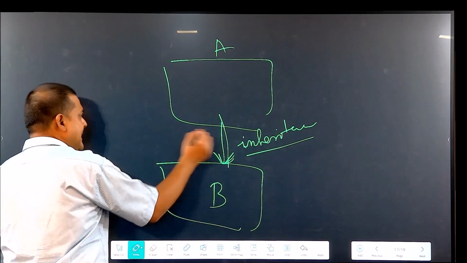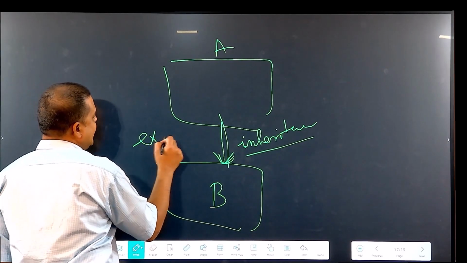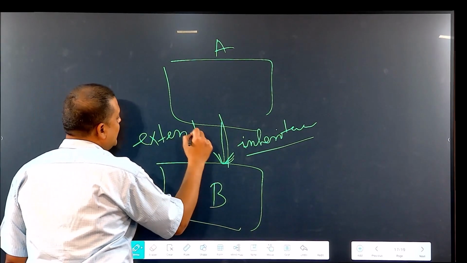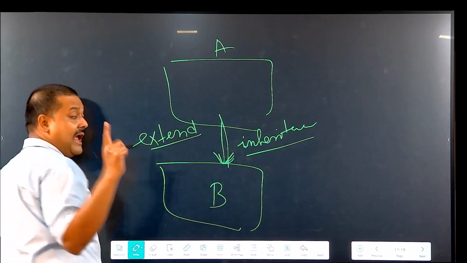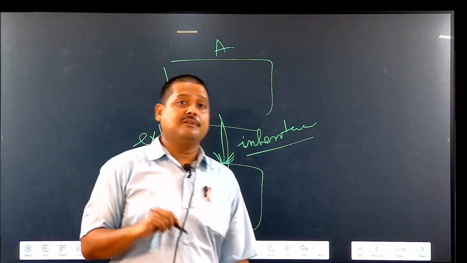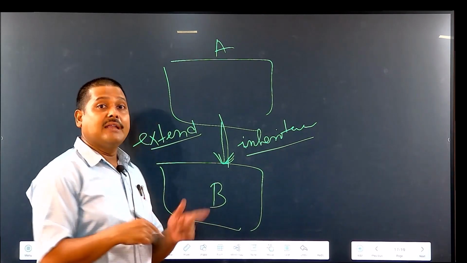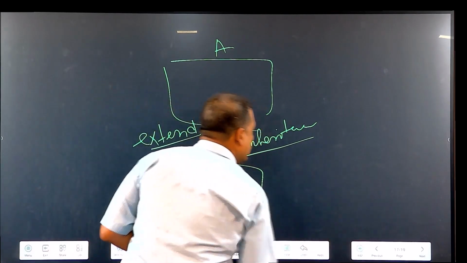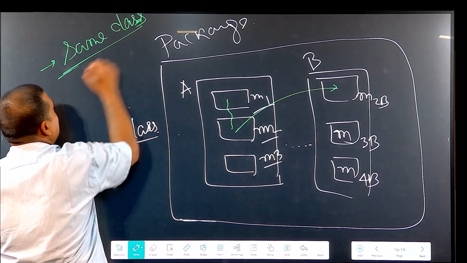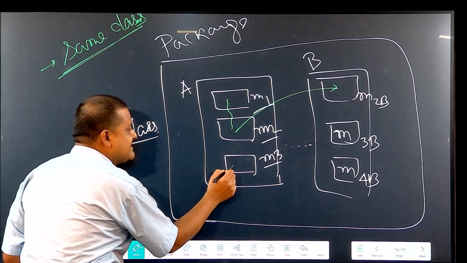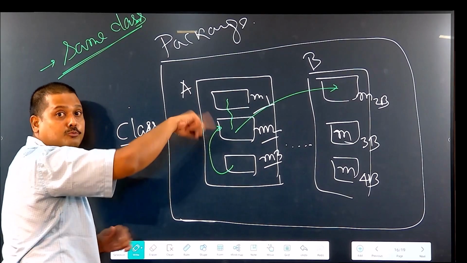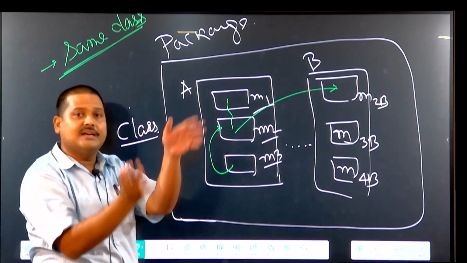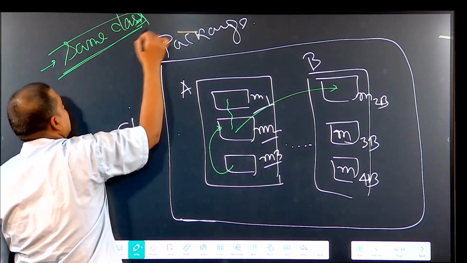Or so by help of a keyword that is called extend, E-X-T-E-N-D. In the last class, in the hello class, we have discussed this particular thing: how one member can access the other member. This is the same class scenario, where one member is trying to access another member, and both members are present in the same class.